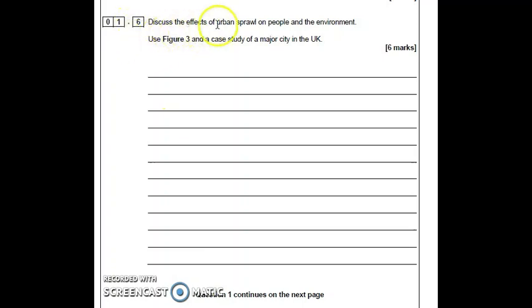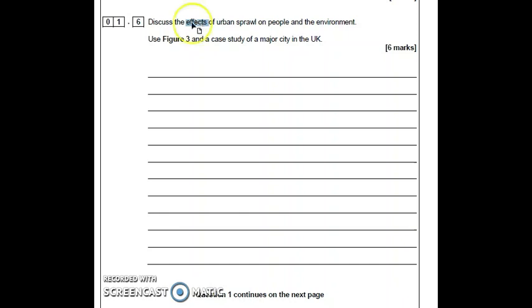1.6. Discuss the effect of urban sprawl on people and the environment. Use figure 3 and a case study of a major city in the UK. Right, urban sprawl is where the city expands. It basically goes into the countryside because it is growing really, really quickly. You've got to discuss the effects. Now, the effects can be positive, but I guess a lot of this answer will be based on the negatives.